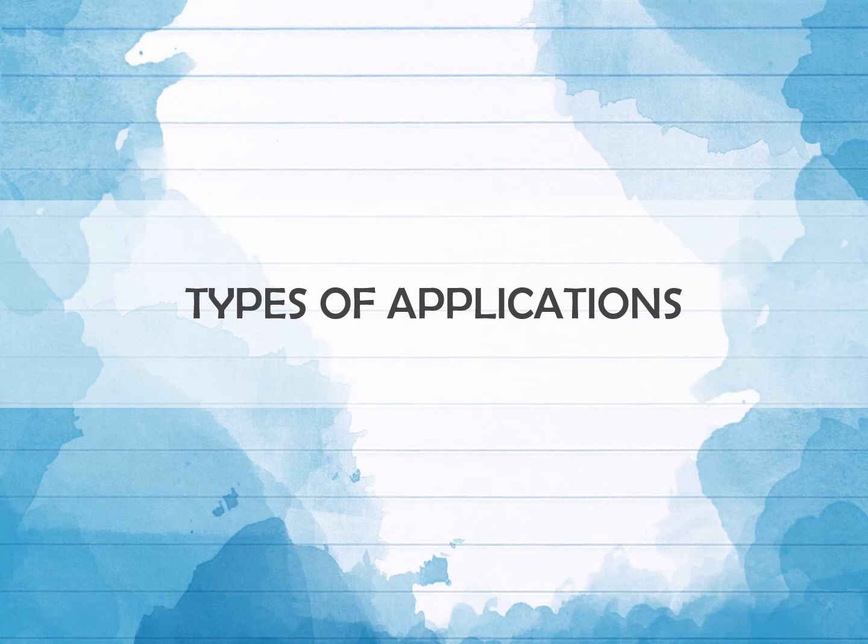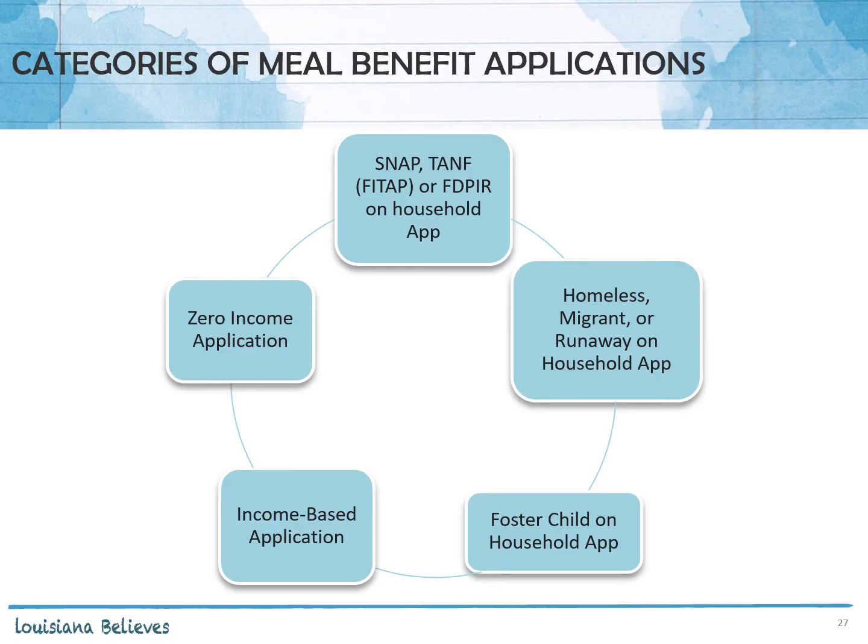Now we will discuss the different categories of meal applications. The basis of eligibility is determined on submitted applications based on a variety of application types. Applications may include a SNAP case number or indicate TANF or FITAP participation. Applications may indicate a student is homeless, migrant, or runaway. An application may indicate a child qualifies as a foster child.